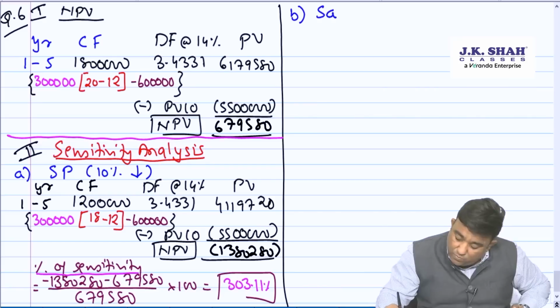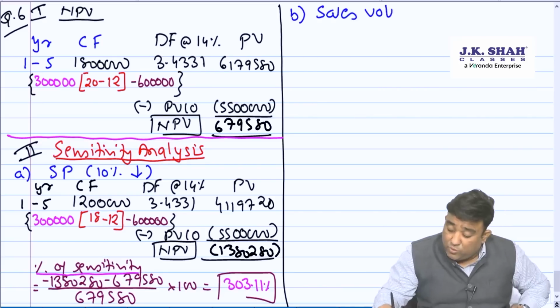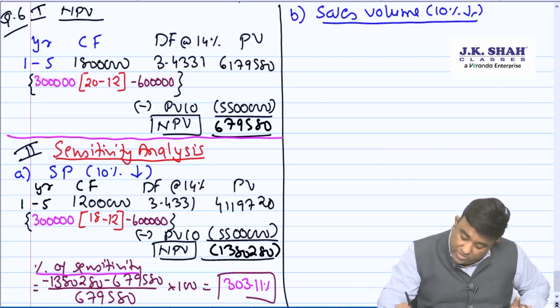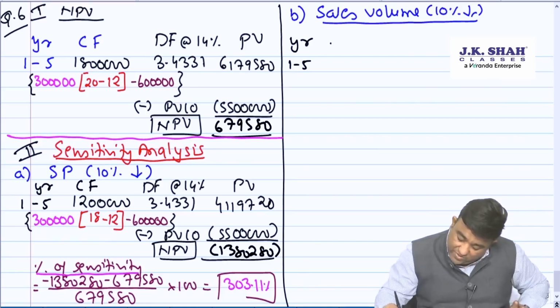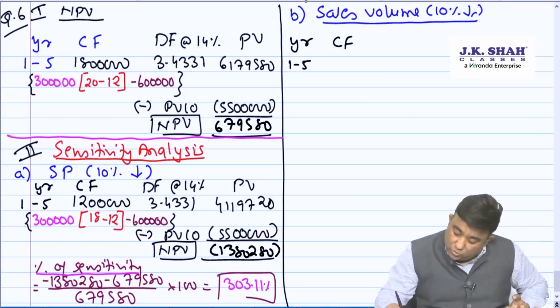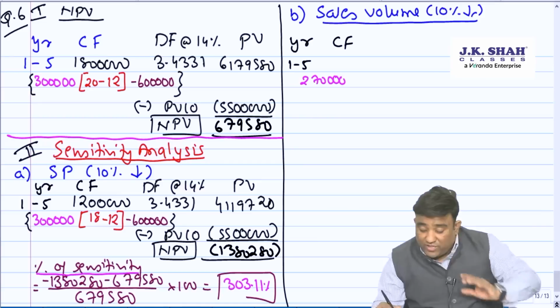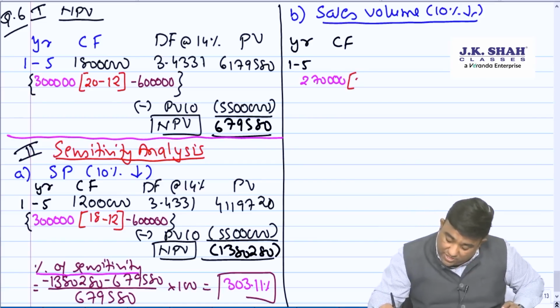It's the sales volume. So this time units will change, student. Again 10% downside. Here, years 1-5, we need to compute cash flows. Student, again, units will be 2,70,000. Yes, no. Why 270, student? Because there is a change of 10%. This is 20 minus 12 and fixed cost is going to be 6 lakh.